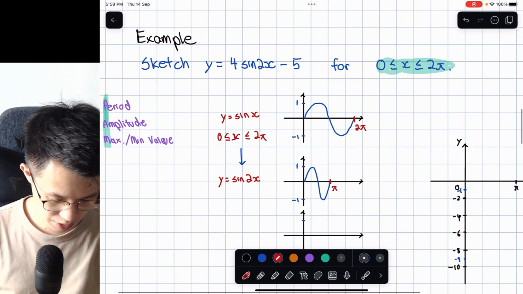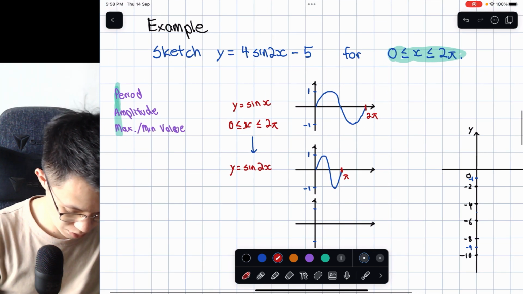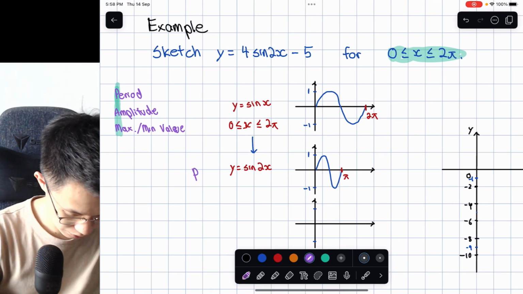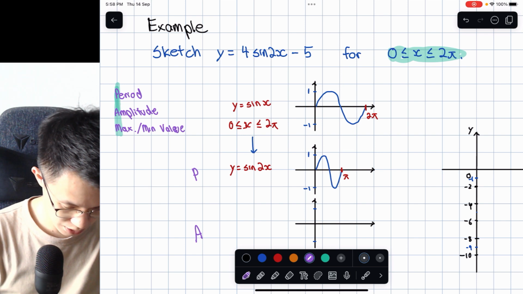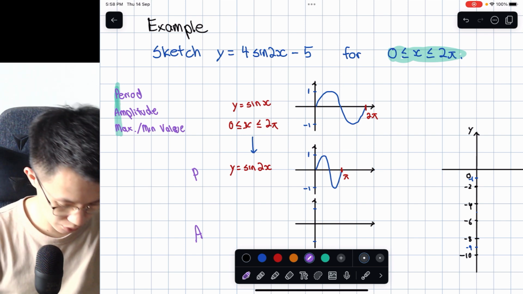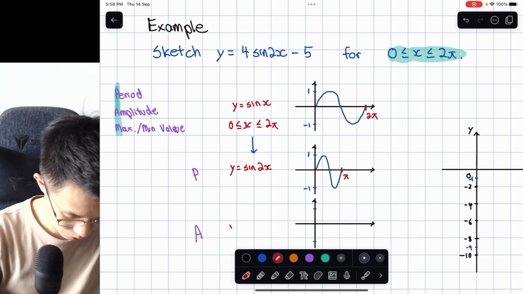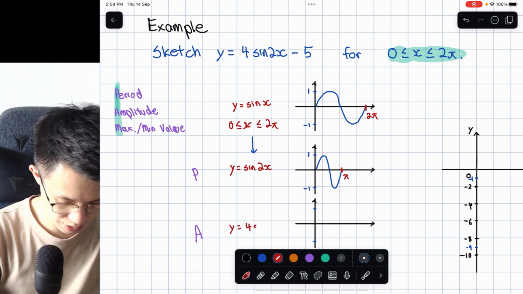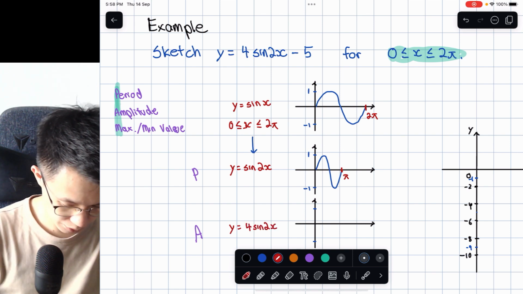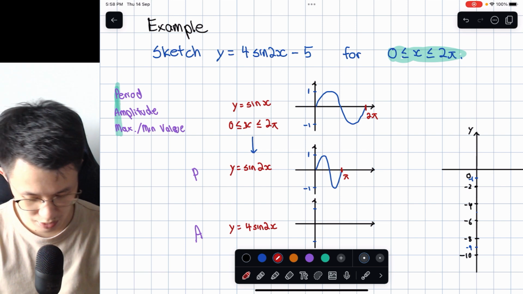Now the next, so we have adjusted the period, we're gonna adjust the amplitude. So this was P. I'm gonna go to A. So adjust amplitude. To adjust amplitude, because we have 4 times sine 2x, I'm gonna adjust it to y equals 4 times sine 2x. Okay, so just multiply 4 towards this guy.